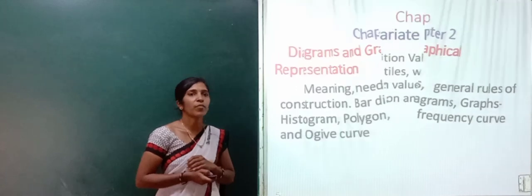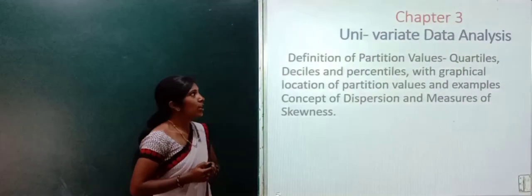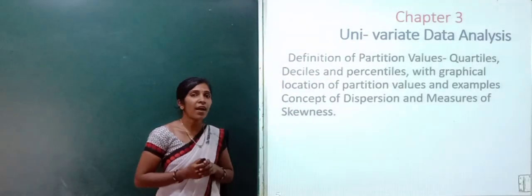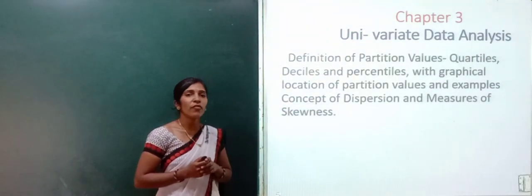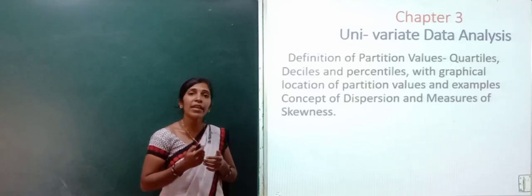In the third chapter, what we will study is univariate data analysis. Univariate data analysis is nothing but analysis of data with variables other than two.